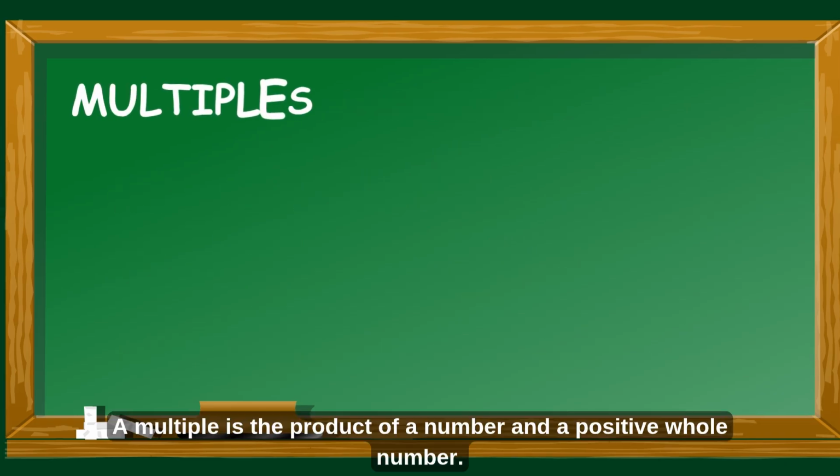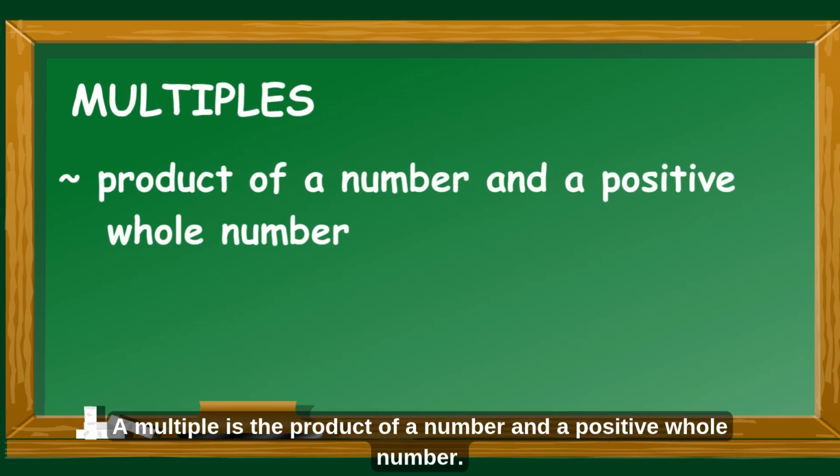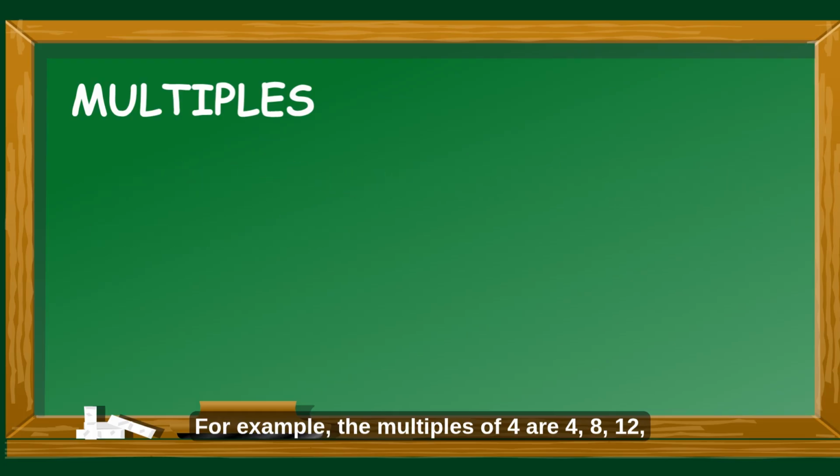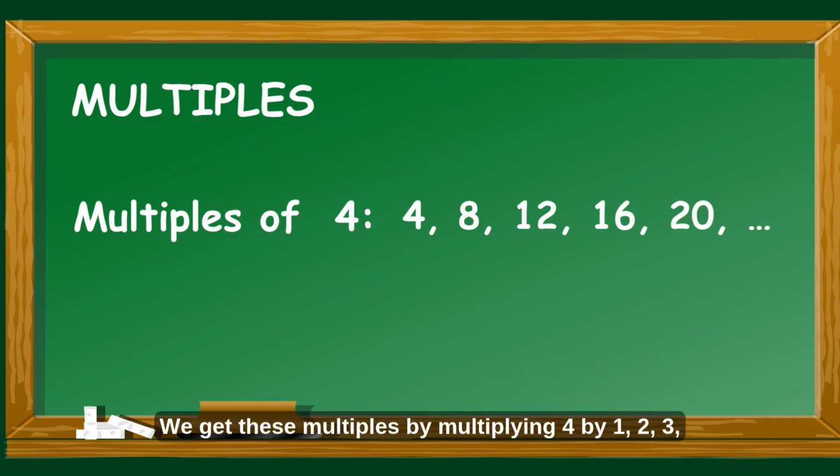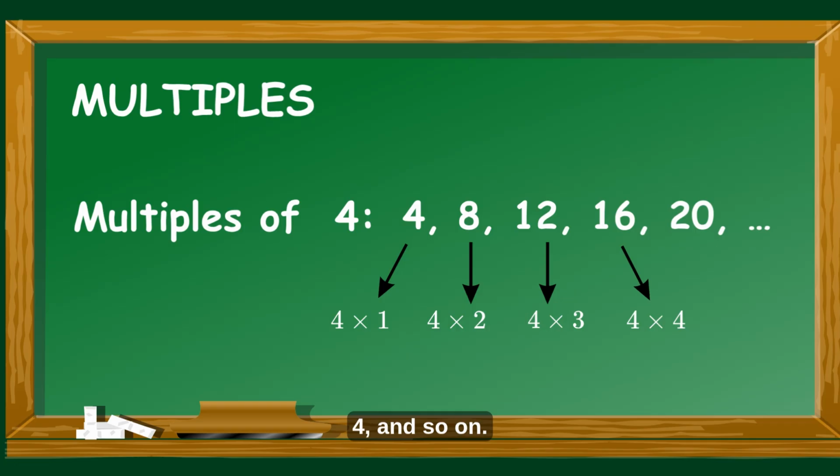A multiple is the product of a number and a positive whole number. For example, the multiples of 4 are 4, 8, 12, 16, 20, and so on. We get these multiples by multiplying 4 by 1, 2, 3, 4, and so on.